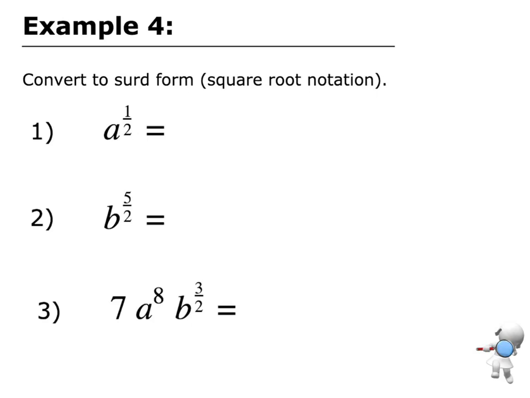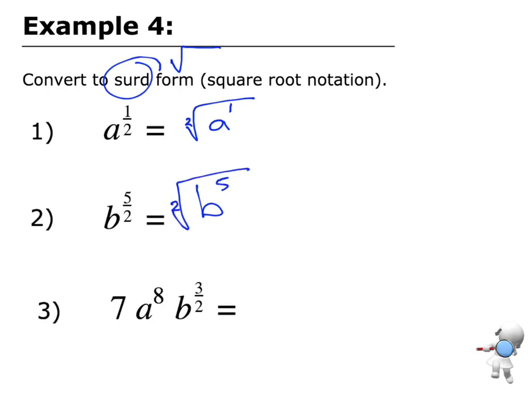This is now going the opposite direction. This is going back to surd form. So surd form, when we use that word surd, that's another way of saying square root. So I want to return something. If I've got this here, a to the power of a half, then that's the same as a to the power of 1, and we want to find the square root of it. If I have here b to the power of 5 over 2, so write down the b to the power of 5, and then the square root means there's my divide by 2 power.